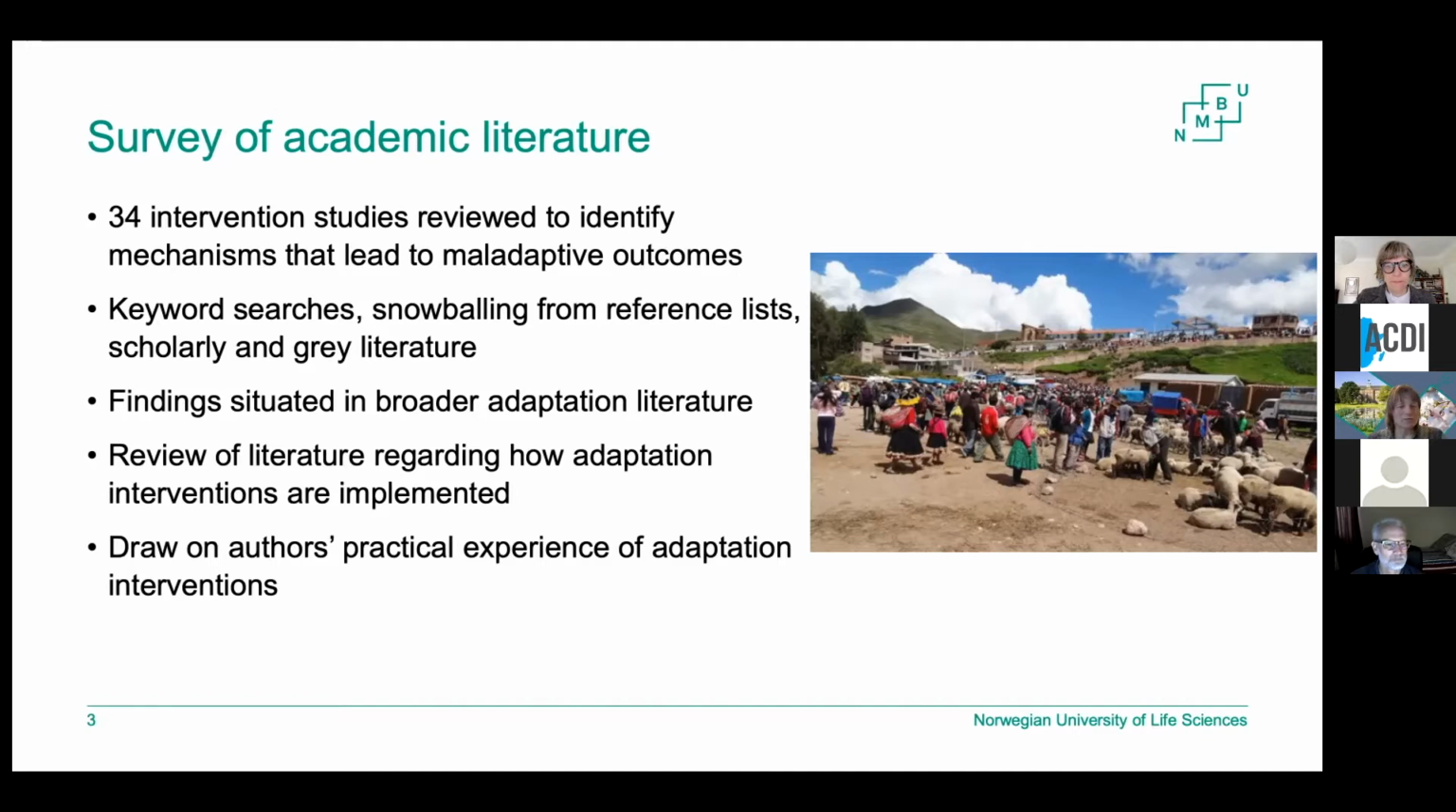And we also drew on some of the authors' more practical experience of adaptation interventions. Some of the authors on this paper are, as well as studying adaptation, engaged in actual adaptation projects. So we tried to interpret some of our findings in that light.